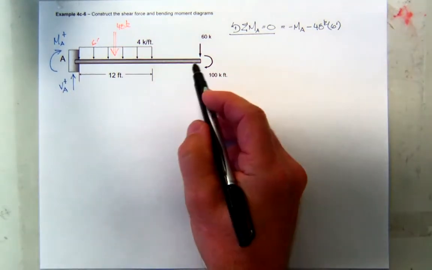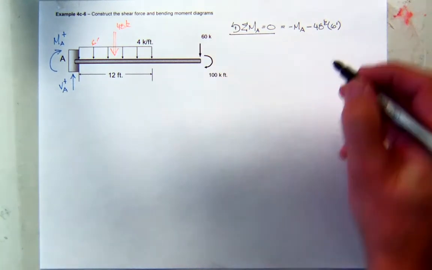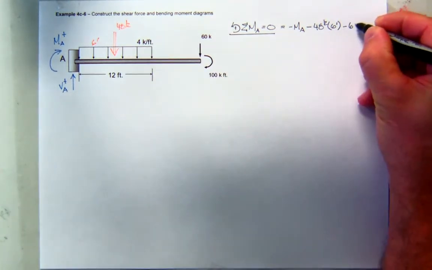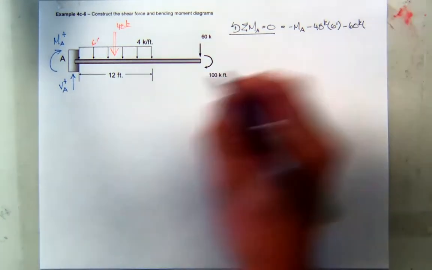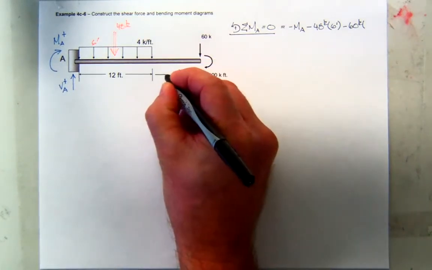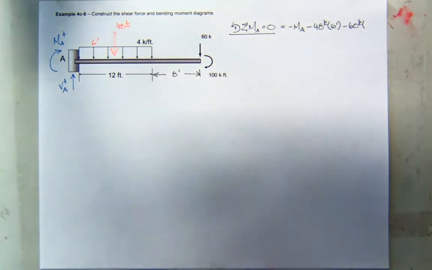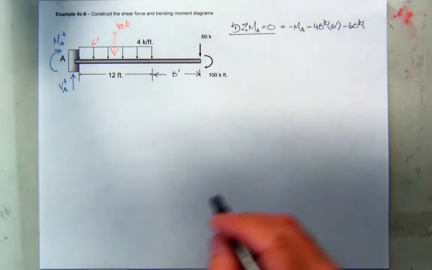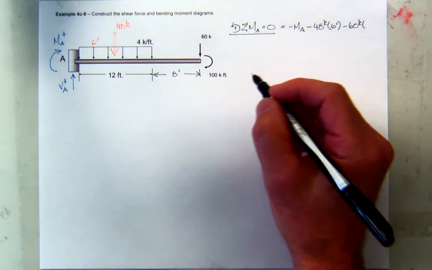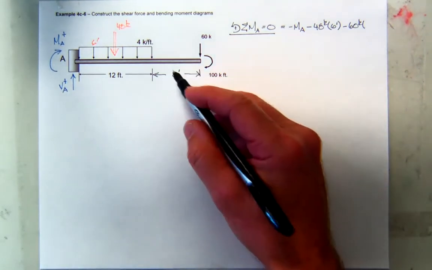About A, what kind of moment does this 60 kip force create? Negative. So that's 60 kips. And the distance from A to there... Oh, I left off a number. This is 8 feet. Sorry. How do I know that it's 8 feet? I just made it up. I stuck 8 in there. You want it to be something else? Since I didn't give it to you, I'll just say it's 8.